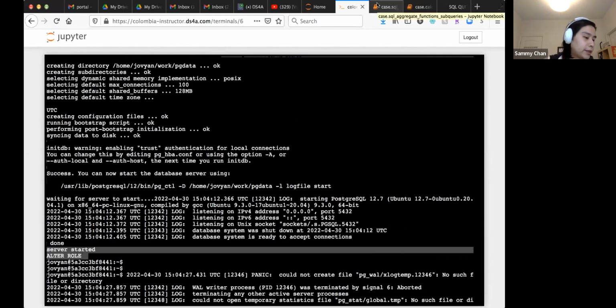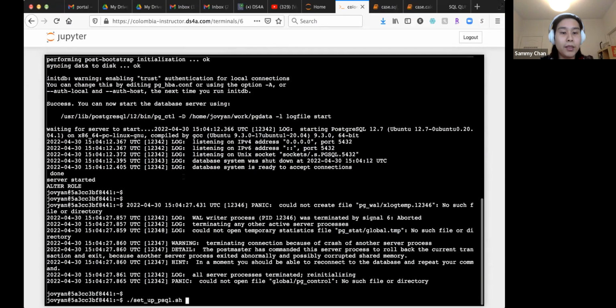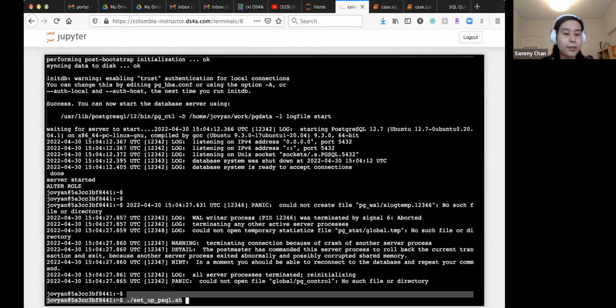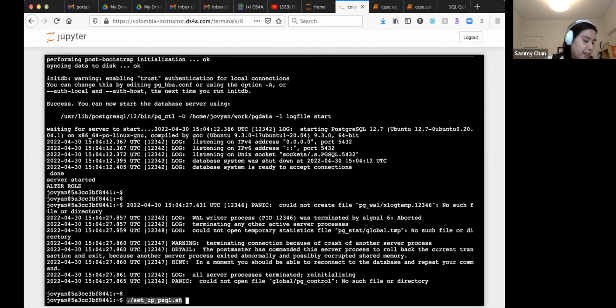If you're running the PSQL setup successfully. Yep. The command that you need to run on the new terminal is ./setup_psql.sh.